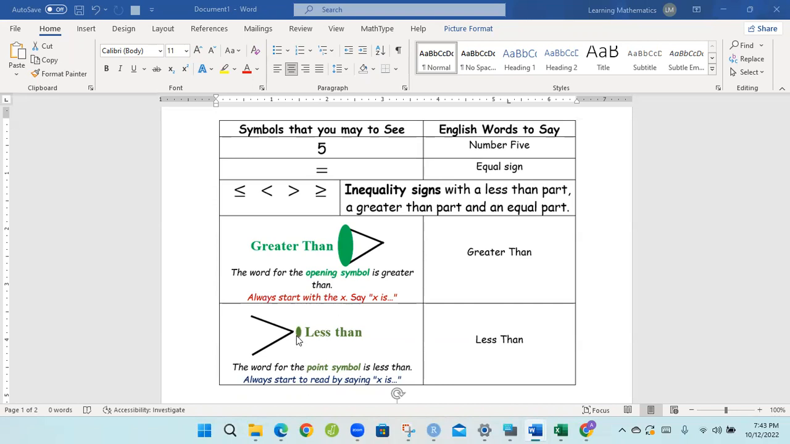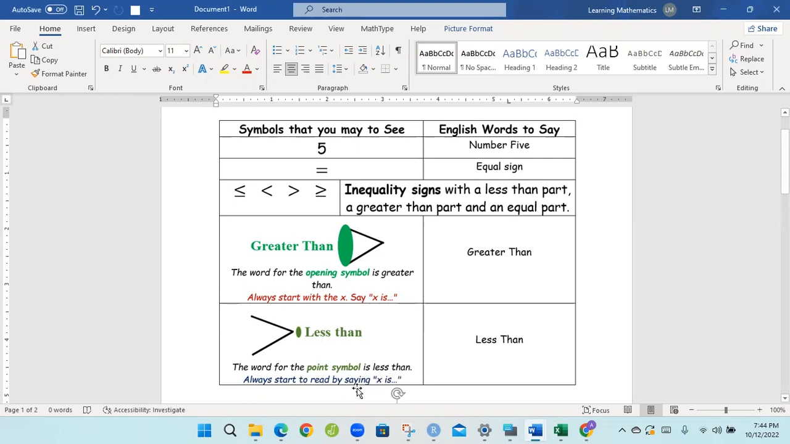That symbol also has a point. The name for the point is the less than. So that very same symbol has those two words. So it is not a greater than sign. It is not a less than sign. It is an inequality sign that has two parts, a greater than and a less than. The word for the point symbol is called less than.